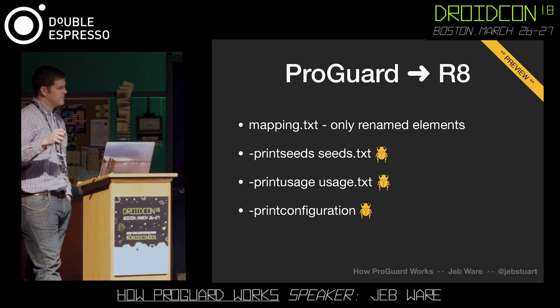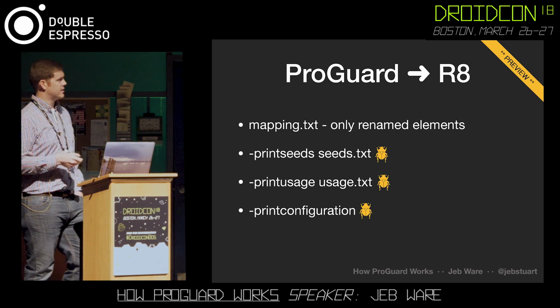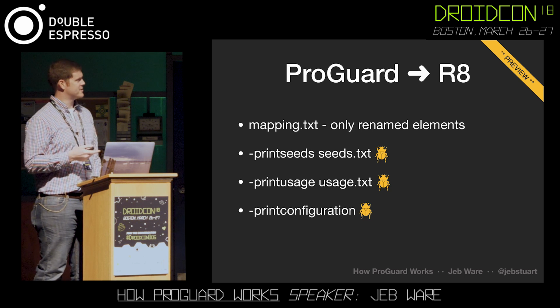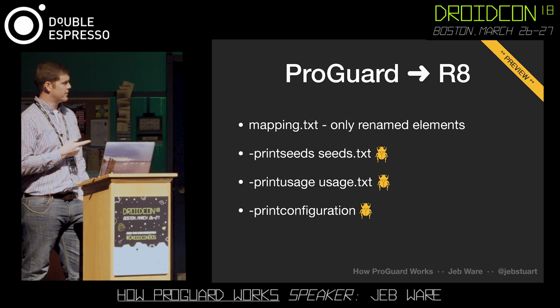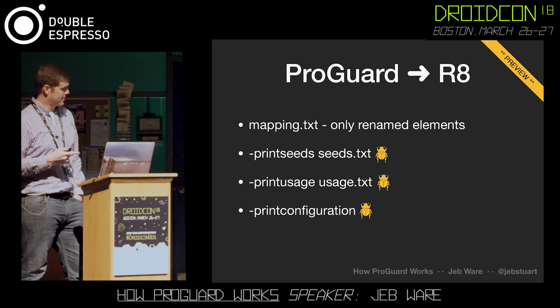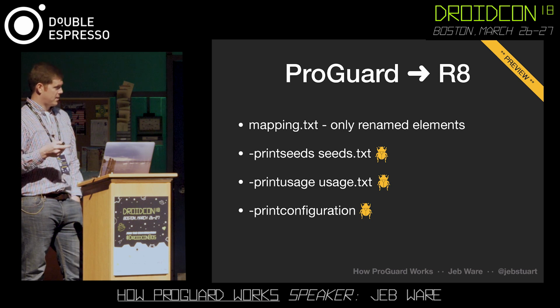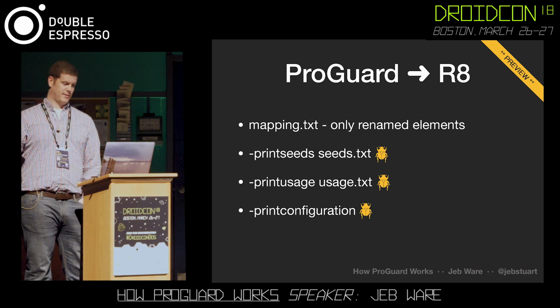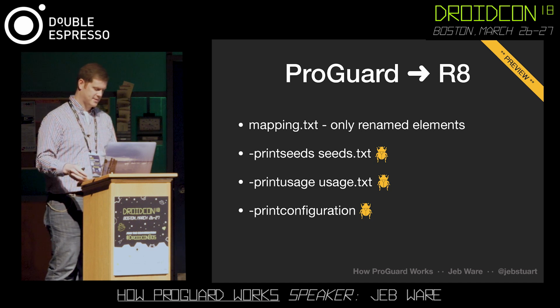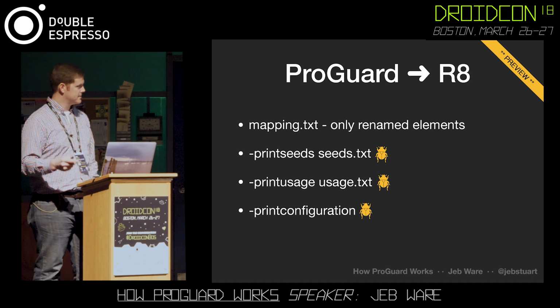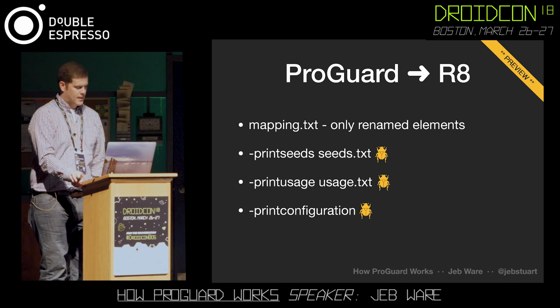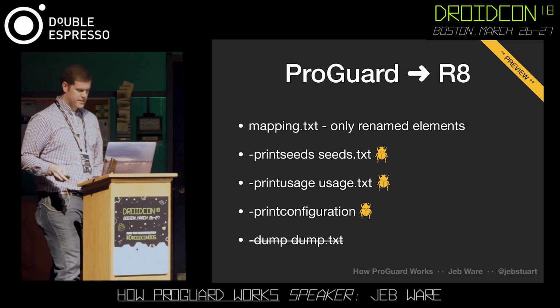It wants to write out seeds and usage. The code is there. It's not wired up for some reason. So I filed a bug on those last week. They are working on that, as well as print configuration. They accepted that bug. I believe they're going to add that or something like it to R8, so you'll have all these same debugging aids to work on it. The dump file is not there, but who cares?